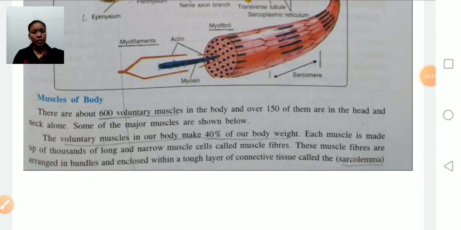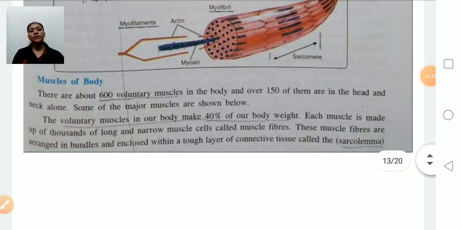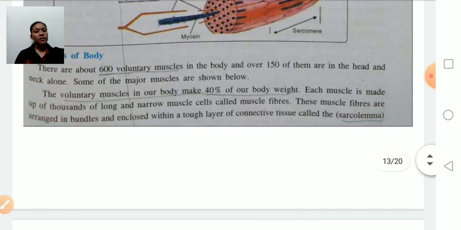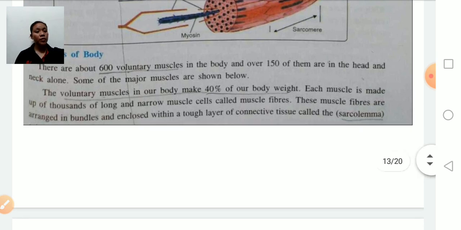Muscles of the body. There are about 600 voluntary muscles in the body, and over 150 of them are in the head and neck alone. Some of the major muscles are shown below. 40% of our body weight is voluntary muscle.